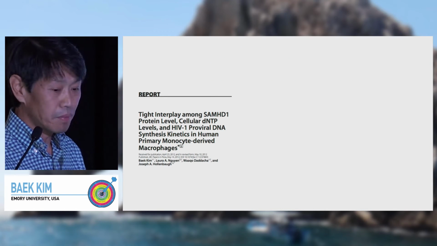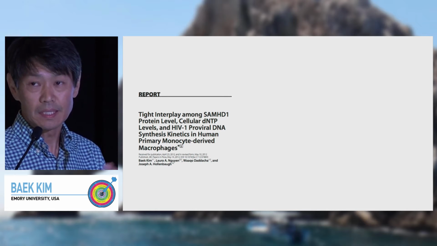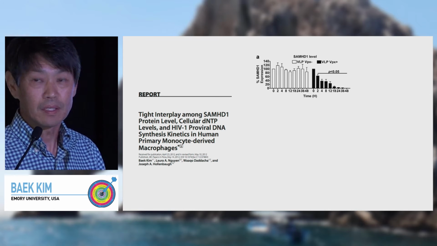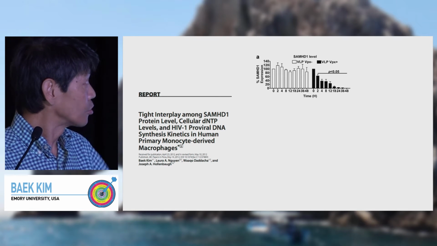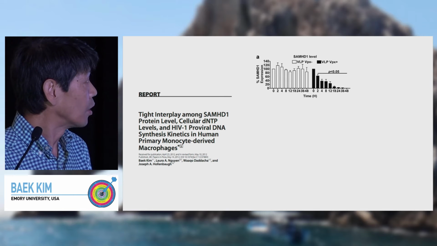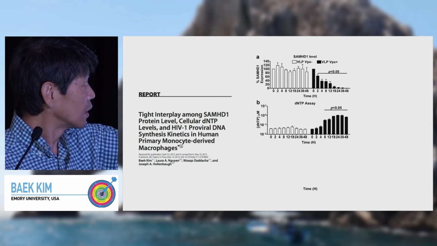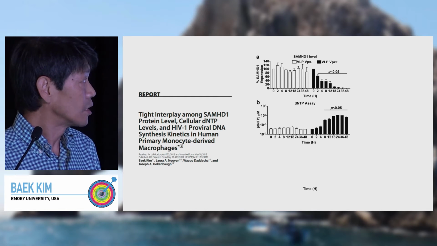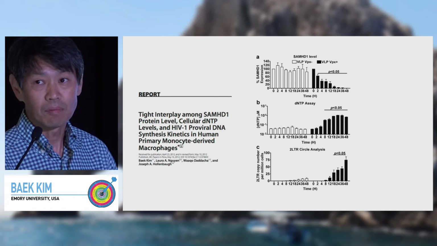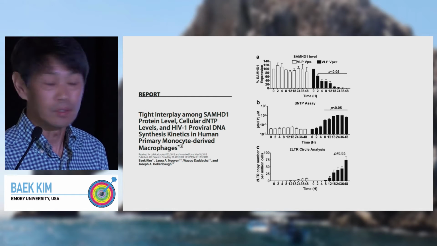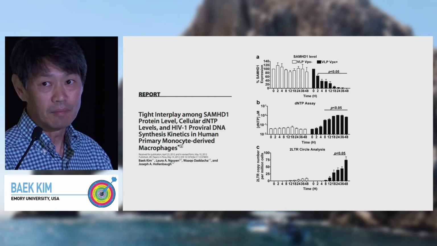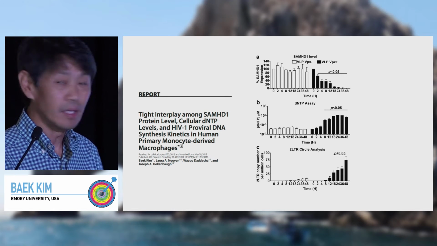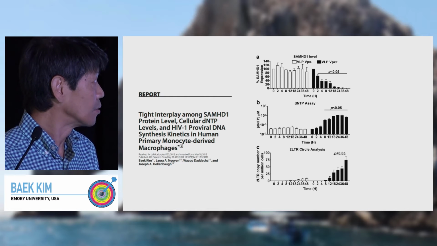This paper is our summary paper. Basically, when you treat macrophages with VLP containing VPX, you see rapid degradation of SAMHD1, as shown on the right side, followed by rapid elevation of dNTP, which accelerates proviral DNA synthesis and reverse transcription of HIV-1 in non-dividing cells. That's probably what happens with HIV-2 and SIV when they carry VPX into non-dividing cells.